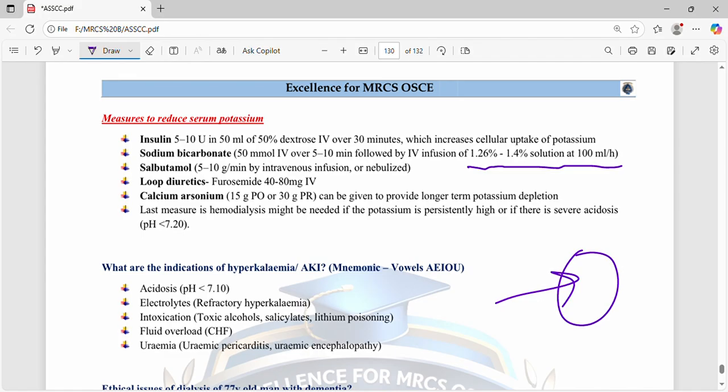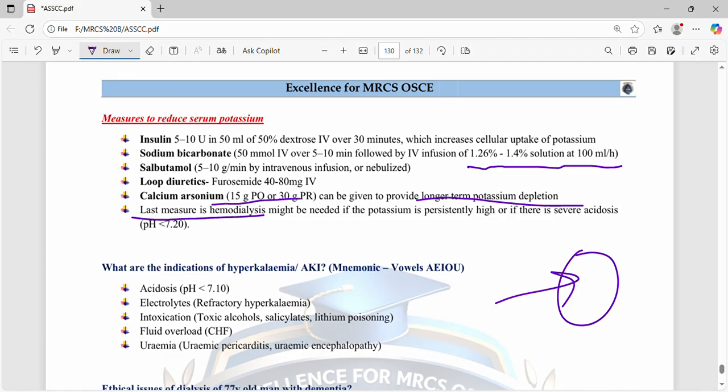Loop diuretic furosemide 40 to 80 milligrams. Usually one ampule is 20 milligrams, so you should give 2, 3 or 4 ampules IV. Calcium resonium 15 grams per oral or 30 grams per rectal. You can remember that oral is better than rectal, so you have to increase the dose. It can be given to provide long-term potassium depletion. These are resins, and they sequester the potassium.